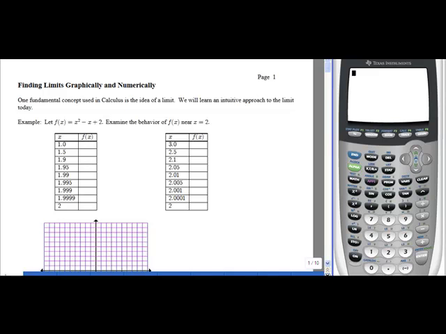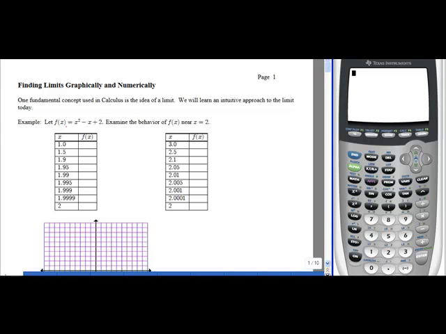Welcome to the video lecture on finding limits graphically and numerically. One fundamental concept used in calculus is the idea of a limit. We are going to learn an intuitive approach today to finding a limit. We're going to do it graphically and numerically. So let's take a look at the following example.